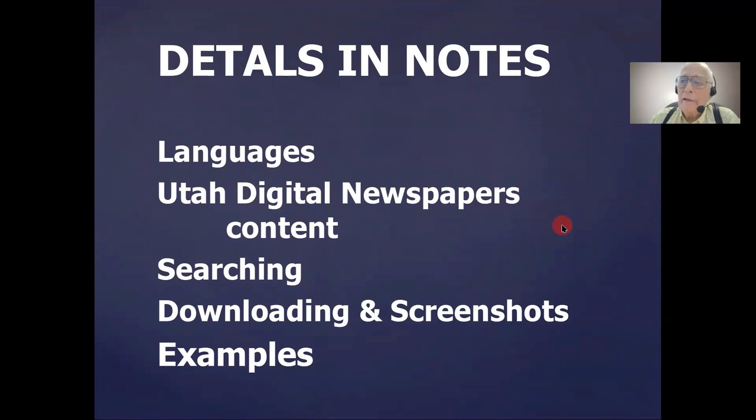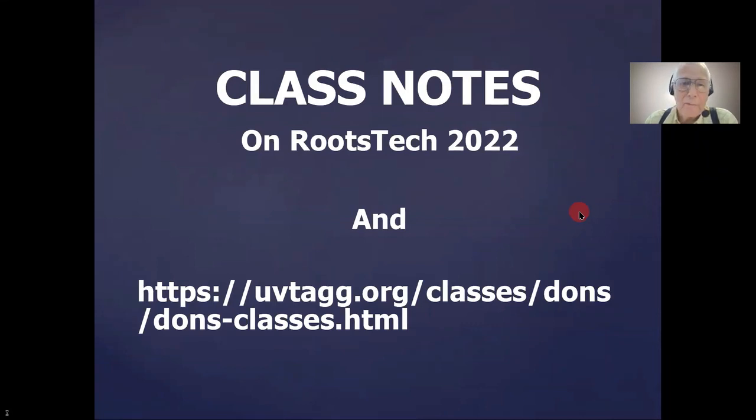We're going to be talking about the Utah Digital Newspapers website and its content, and how you search that and what's there. And how you download and how you do screenshots, and we'll spend most of the time looking at some examples. Now, I want to show you the notes first of all, so that you don't have to worry about taking notes yourself or writing them down.